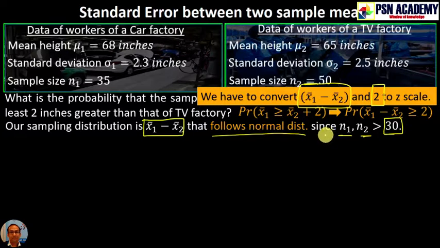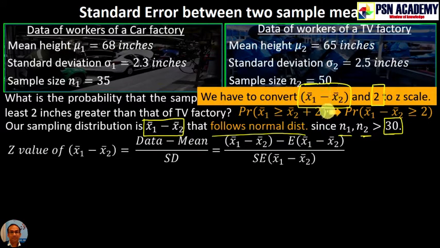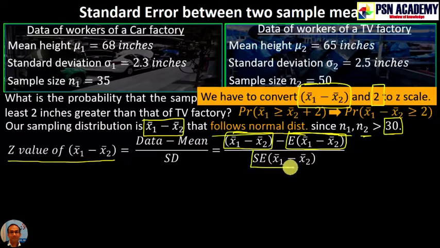So let us go one by one. First, we go for this left-hand side, that is x1 bar minus x2 bar. So what is the z value of x1 bar minus x2 bar? The formula for calculating the z value is the observed data minus mean, divided by standard deviation. Here the data is the difference, that is why we are writing x1 bar minus x2 bar as the data, minus mean, that means expectation of x1 bar minus x2 bar, and the standard deviation. The standard deviation in this case is our standard error, so the standard error of this difference.